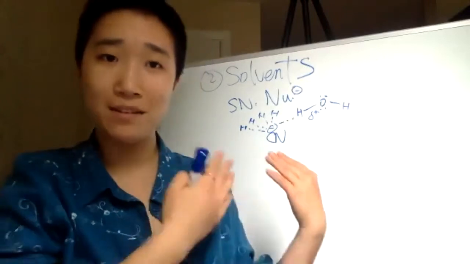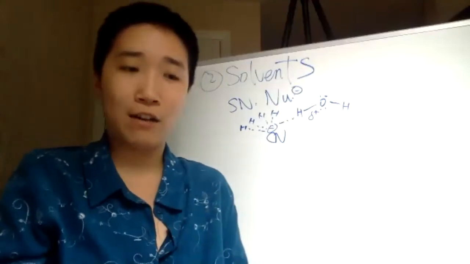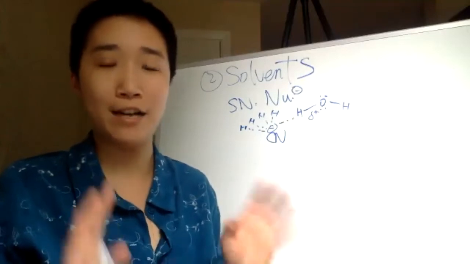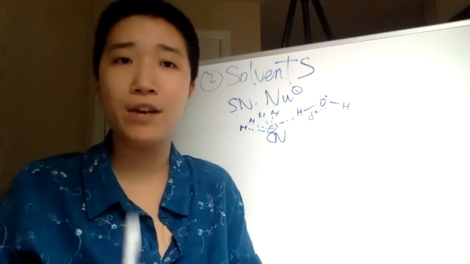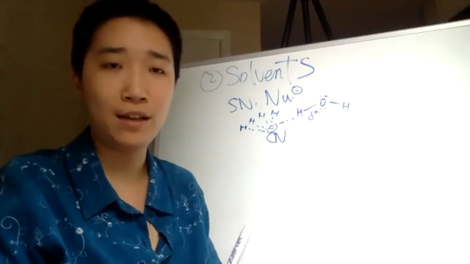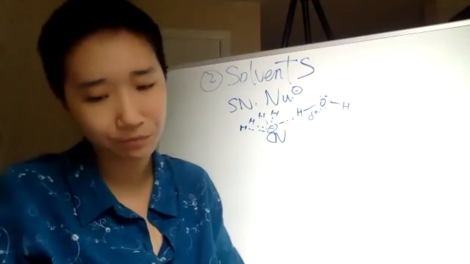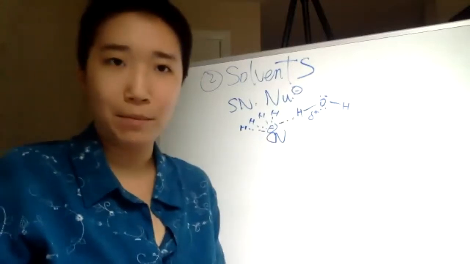Therefore, it's the same concept. Here you want to attack with the negative charge. However, you have a bunch of polar protic solvents that are interfering with my negative charge. Therefore, it's going to become very, very difficult for a nucleophile to go ahead and initiate an attack on an electrophile. So, CN is a very good example.